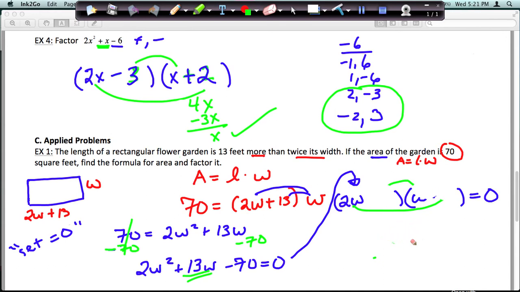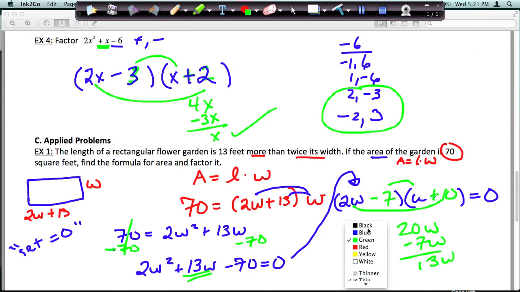So let's switch and put the 7 here and the 10 here, and I get 20W minus 7W, and that does add to be a positive 13W. So this is now factored. So 2W minus 7, and that should be a W plus 10.